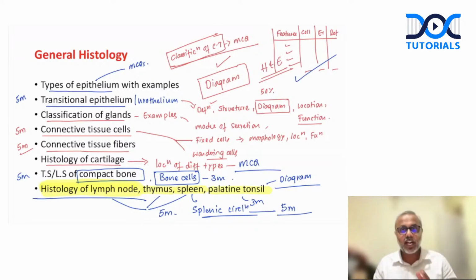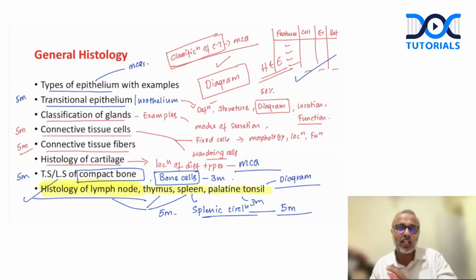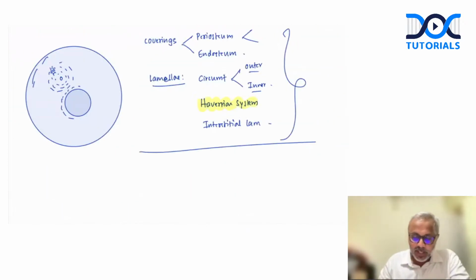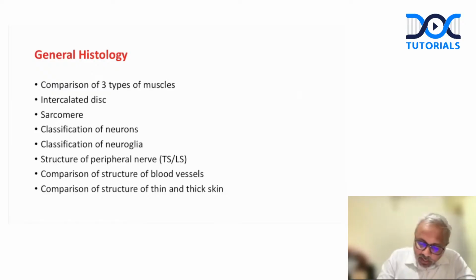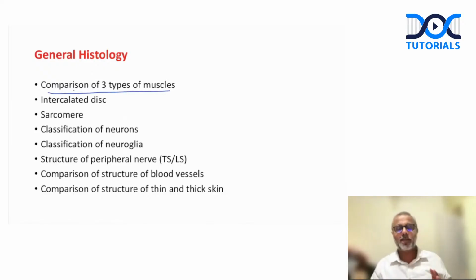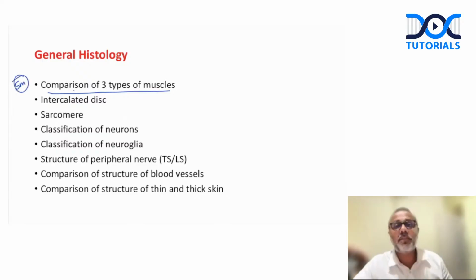This is regarding some of the topics from general histology. We'll see the rest of the topics, but we will focus our session on how to present the answer for histology of lymph node a little bit later. Then, what are the other topics that we need to be prepared for? Remember, the comparison of 3 types of muscles. Again, this I would say is a very important 5-marker.